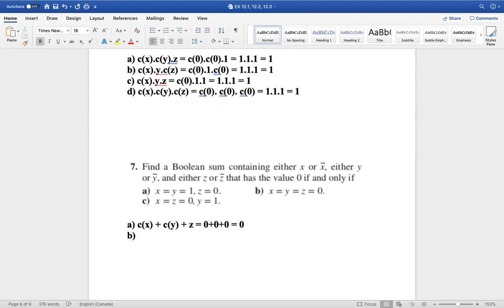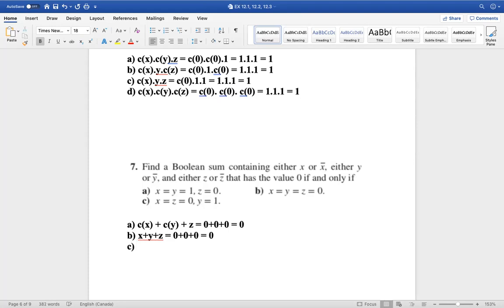Now for the case where x, y, z are all equal to 0, since they're already 0, we don't need to do anything at all. So x plus y plus z is 0 plus 0 plus 0, so the value is 0 itself. We don't have to take the complement of anything here.